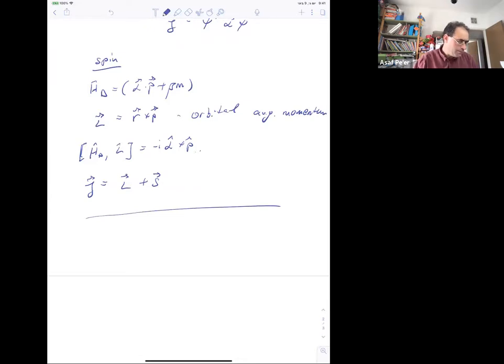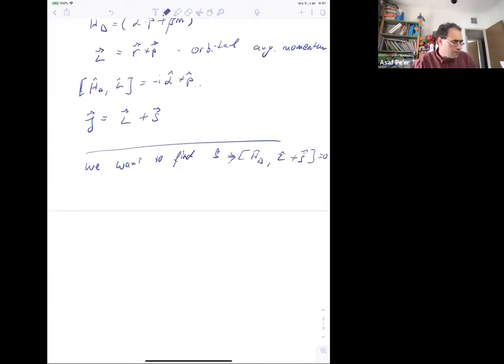Okay, so let's add spin. So we need to find an operator S such that the total angular momentum does commute with the Hamiltonian, right? So we want to find an operator S such that the commutator of H_D with L plus S is equal to 0. So I just give you the answer, right? I'm going to consider the 4x4 matrix operator, represented by a matrix, which is formed from the Pauli spin matrices.